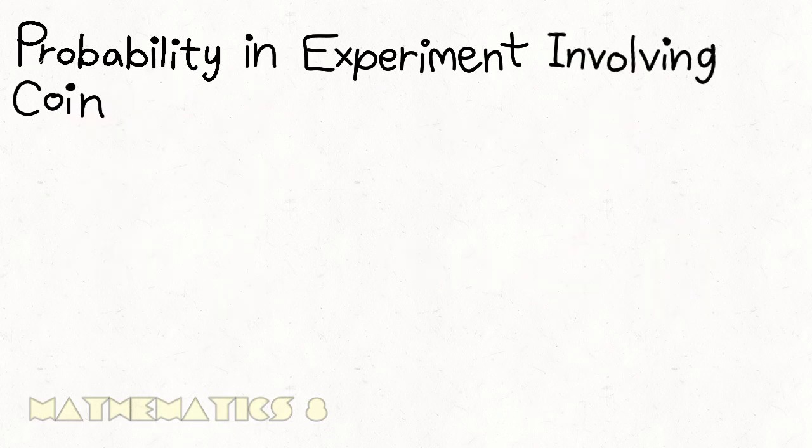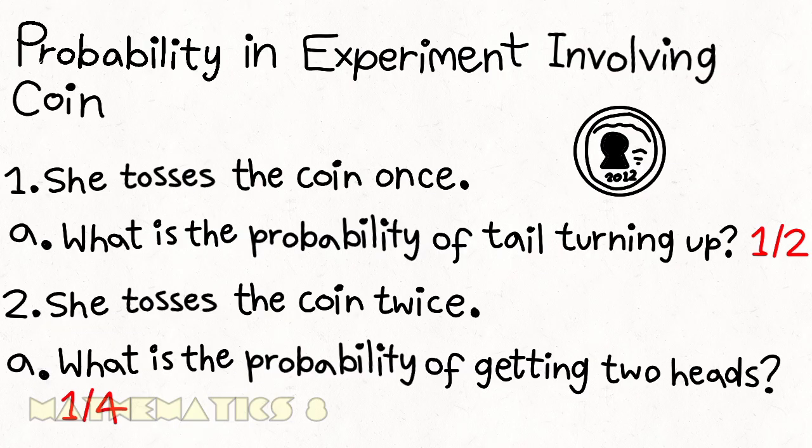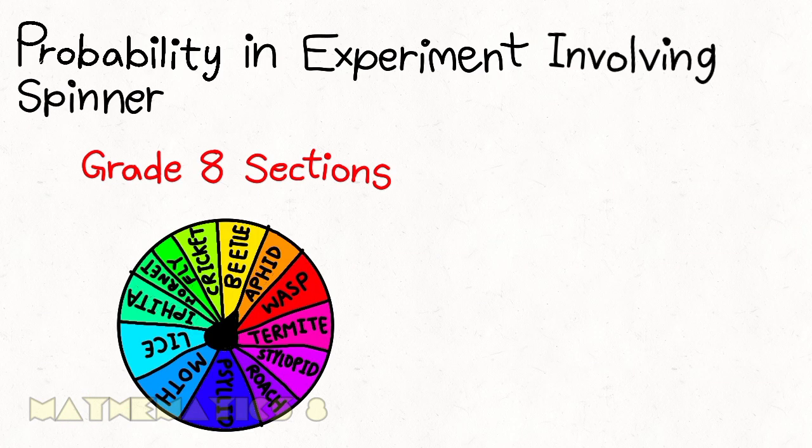Janeth has a 5-cent coin in her pocket. She tosses the coin once. What is the probability of tail turning up? She tosses the coin twice. What is the probability of getting 2 heads?